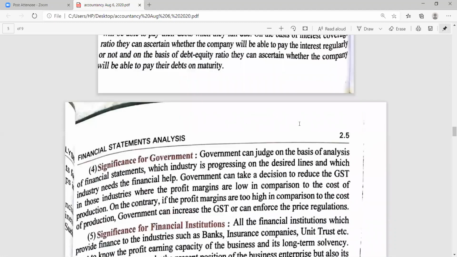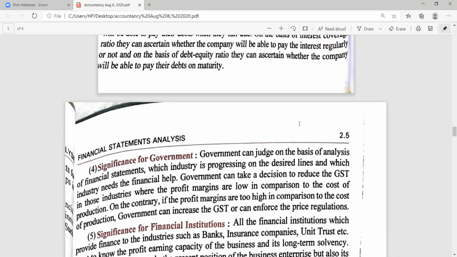Significance for the government. The government can judge, on the basis of the analysis of financial statements, which industry is progressing on the desired lines and which industry needs help, including financial help. The government can decide to reduce the GST on those industries where profit margins are low in comparison to the cost of production. On the contrary, if profit margins are too high in comparison to the cost of production, the government can increase the GST or enforce price regulation.